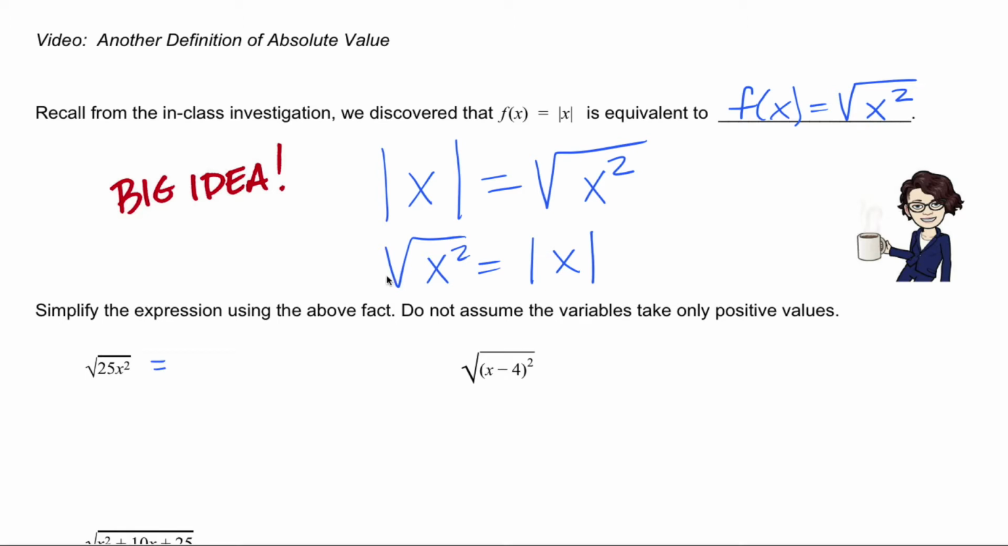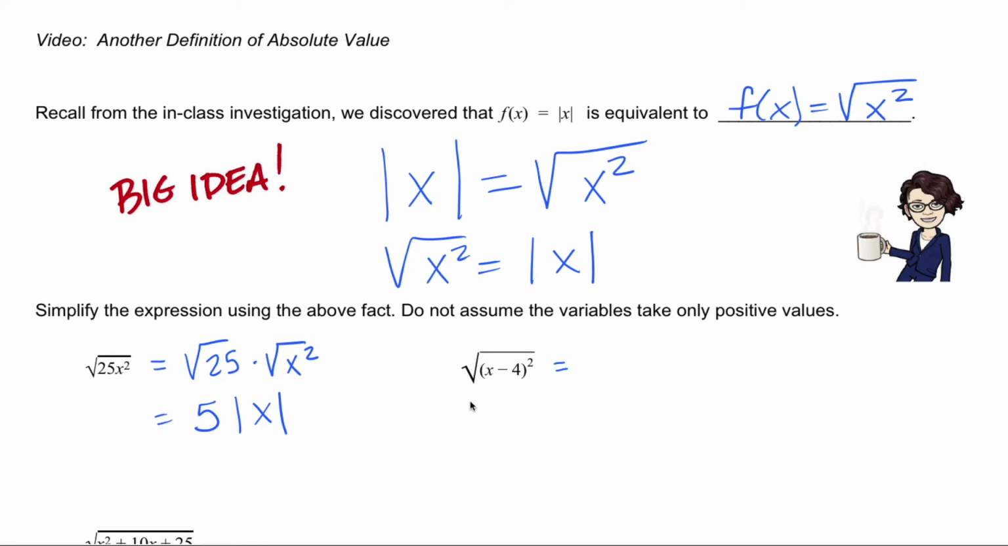So using this fact that the square root of x squared is the same as the absolute value of x, I know that I can say the square root of 25x squared would be the square root of 25 times the square root of x squared, which is simply 5. And here we have square root of x squared. We know that is the same as the absolute value of x. So square root of 25x squared is equivalent to 5 times the absolute value of x.